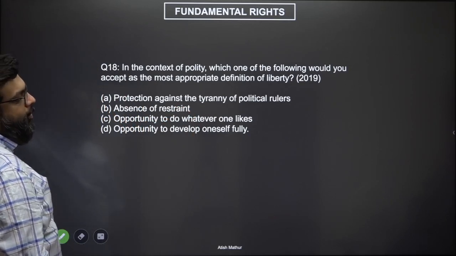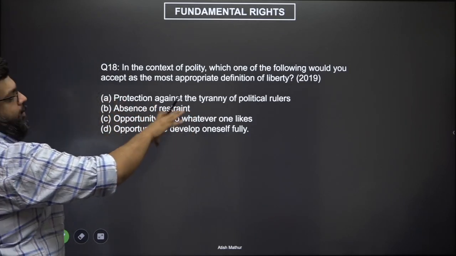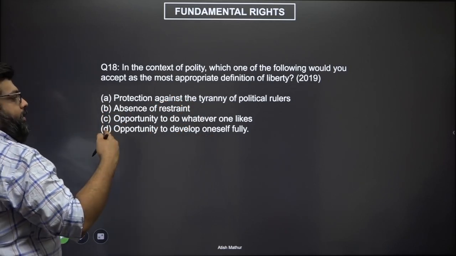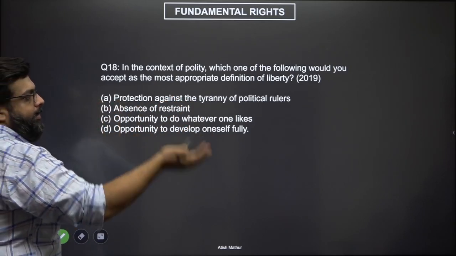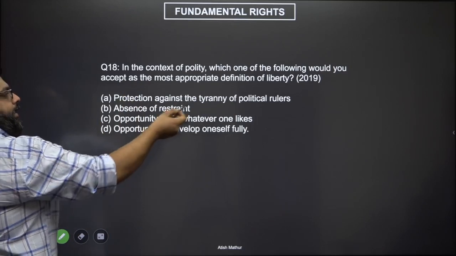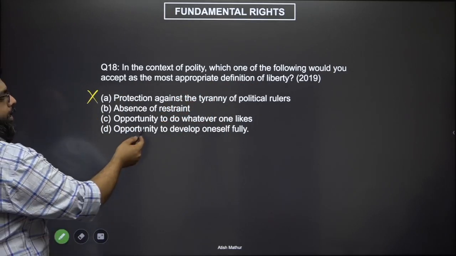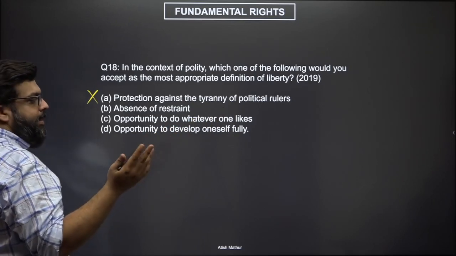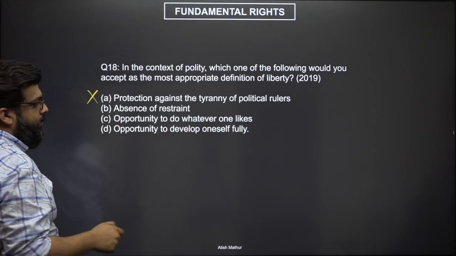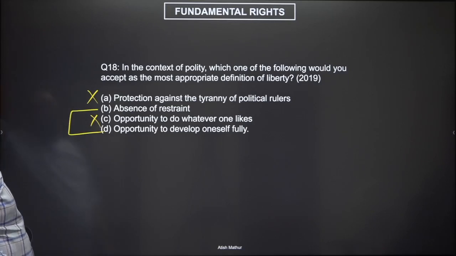protection against the tyranny of political rulers. Fair enough. Let us say you're protected against the tyranny of political rulers. That means political rulers will not perform any violations on you. Fair enough. Does that still give you the freedom to do whatever you want to? No. Opportunity to do whatever one likes. Does that mean your liberty is unrestricted without any question whatsoever? No. You're left with option B and D, absence of restraint and the opportunity to develop oneself fully.